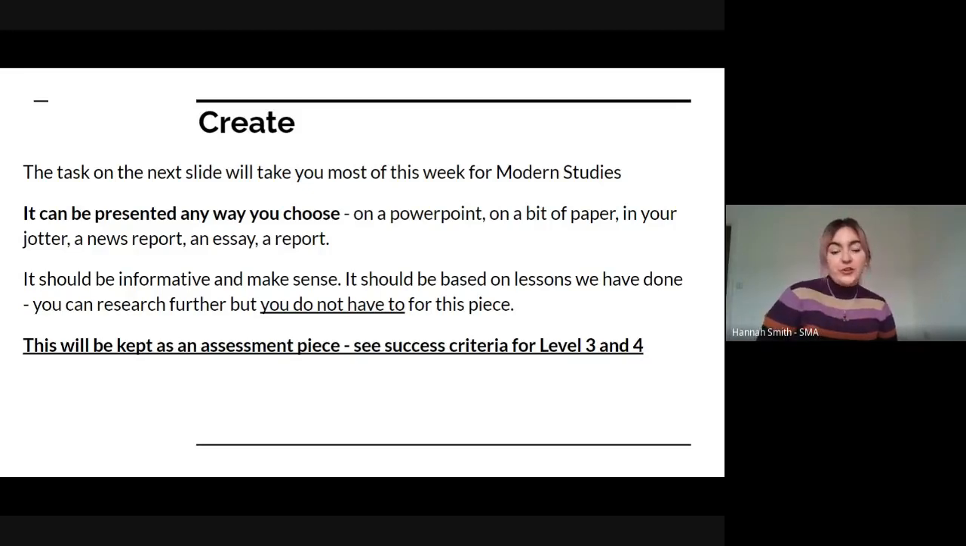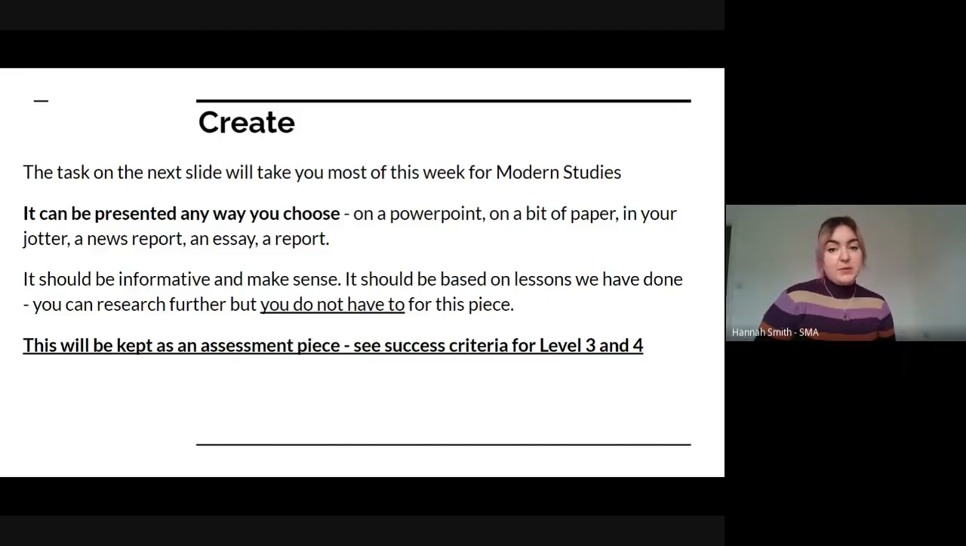But you might want to record a news bulletin if you're a budding journalist, or an audio description. So you might want to use your phone and use voice notes or something on there. You might make a PowerPoint. You might do it in your jotter. It's totally up to you. Think about how you learn best and what's going to help your knowledge.